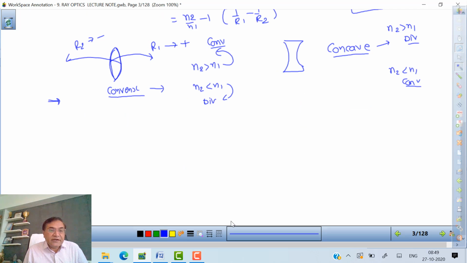After that, one side is made into a mirror. Suppose this is your lens and one side it is silvered.